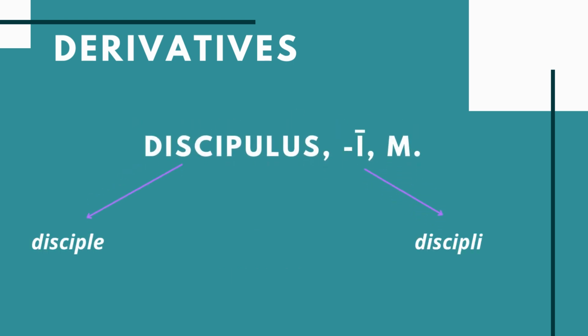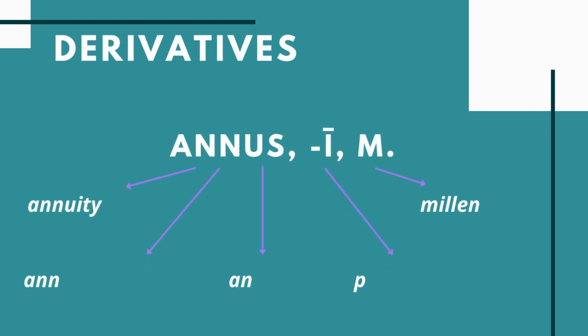Next, we have discipulos, which means student, right? And this is where you get words like disciple and even discipline, right? Discipline might not be one that you've connected before, but it's from the exact same root. Next, we have annus, which means year.